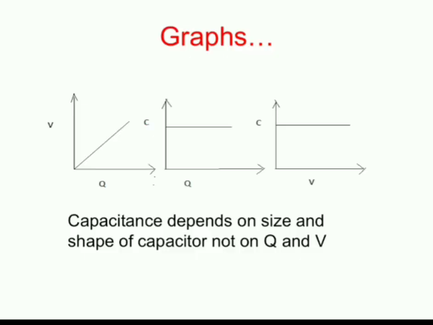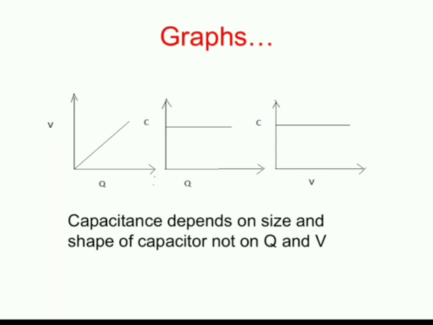Then coming to the various graphs between charge and potential difference. In the first graph, if you plot charge versus delta V, where V is the potential difference, you observe a straight line passing through the origin. That is because as charge is increased, potential difference also increases. The slope of the first graph gives you the reciprocal of capacitance. Whereas in the second two graphs, for Q and C, you can see a straight line parallel to the Q axis. That means capacitance is independent of charge. Similarly, capacitance is independent of potential difference.